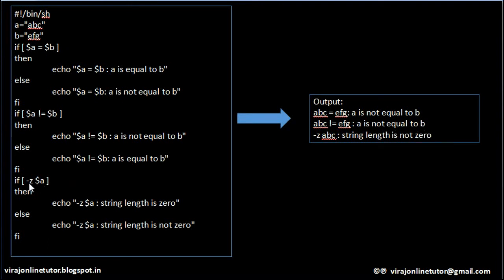-z is a construct which will be true if the length of the string pointed by variable A is of length 0. If this variable A is not defined, then its content will be of length 0. So in our example, A is containing a string called ABC whose length is not 0. Right? So -z A will be false because A contains ABC and its length is not 0. Hence it will print on the screen string length is not 0. That is because the length of A is not 0. Okay.